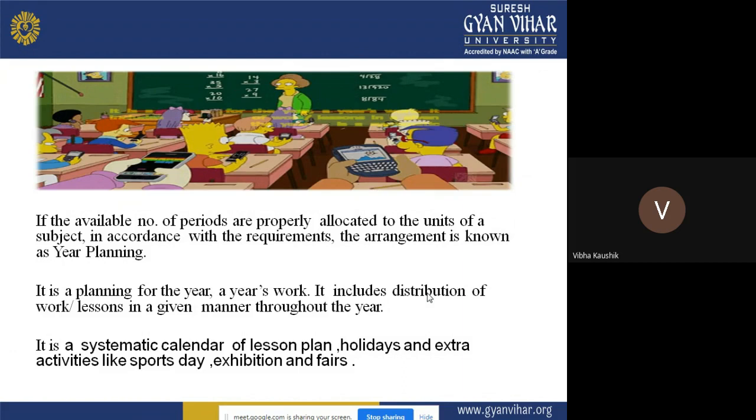The number of periods is properly allocated to the units of a subject in accordance with the requirements, and this arrangement is known as the year plan. What are the different requirements? The arrangement is known as the year plan. It means all the arrangements together are termed a year plan. It is a planning for the year. When we are making a proper plan for a year, only then will it be called a yearly plan.